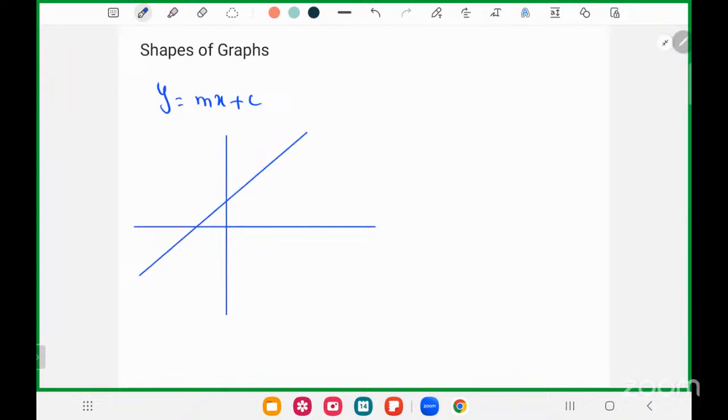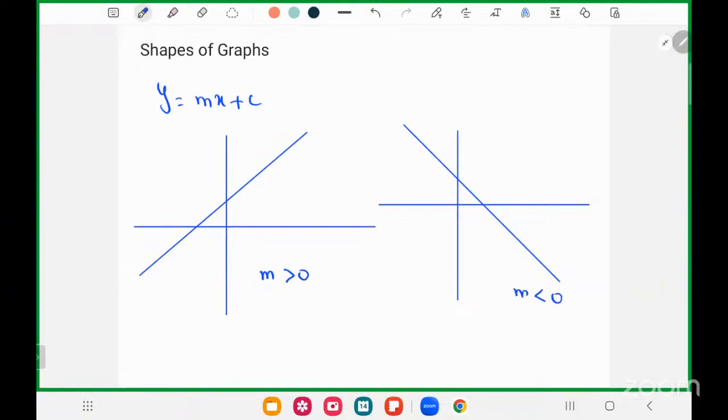If the gradient is positive, the shape of the straight line will be something like this. And if the graph of y is equal to mx plus c is such that the gradient is negative, then it will be a negatively sloped graph. So m greater than 0 will look like this. M less than 0 will look like this.